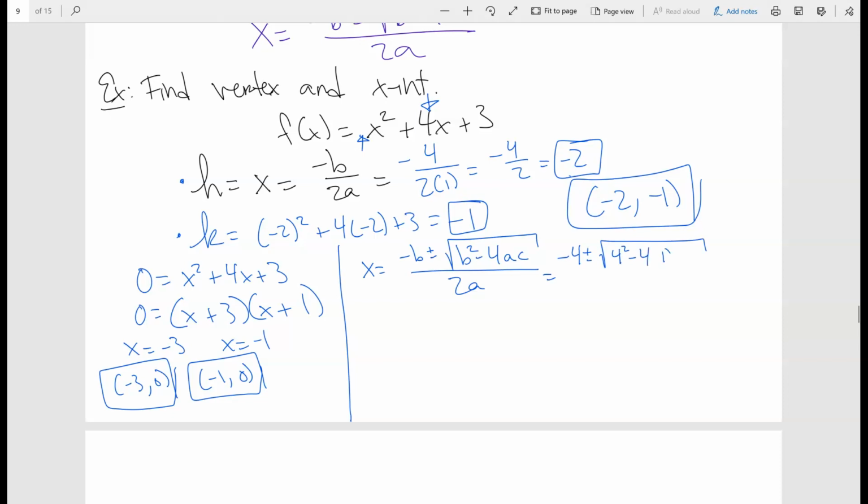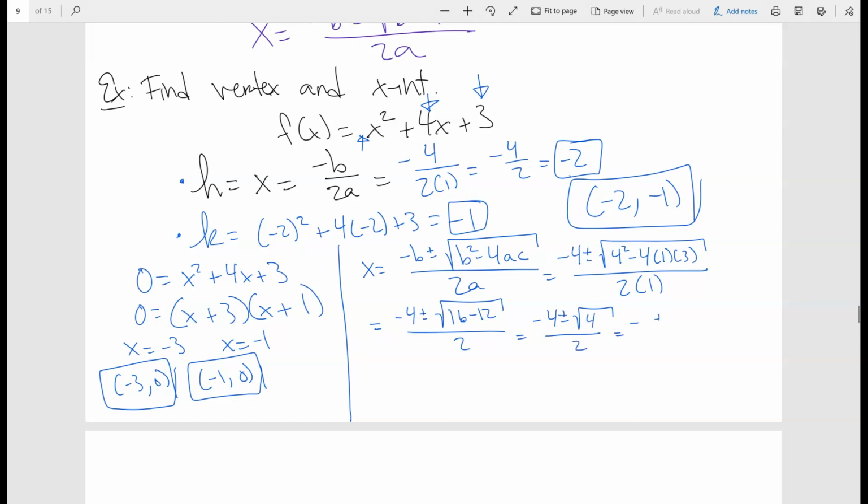A in this case is a 1. C is this last number, which is going to be this 3, divided by 2a. So 2 times 1. So this is negative 4 plus or minus square root 16 minus 12 divided by 2. Okay, so 16 minus 12, that's just going to give me 4 divided by 2.